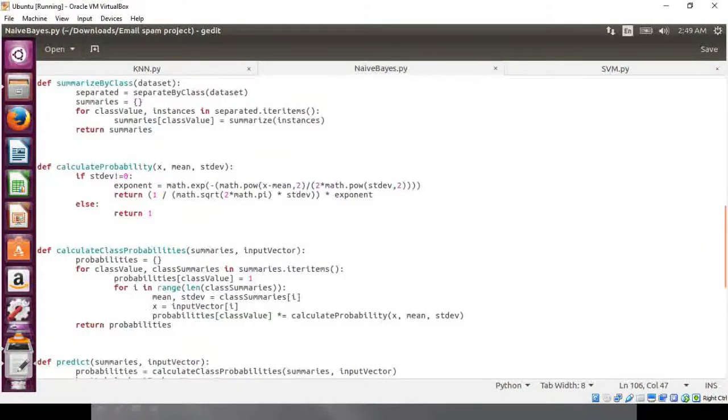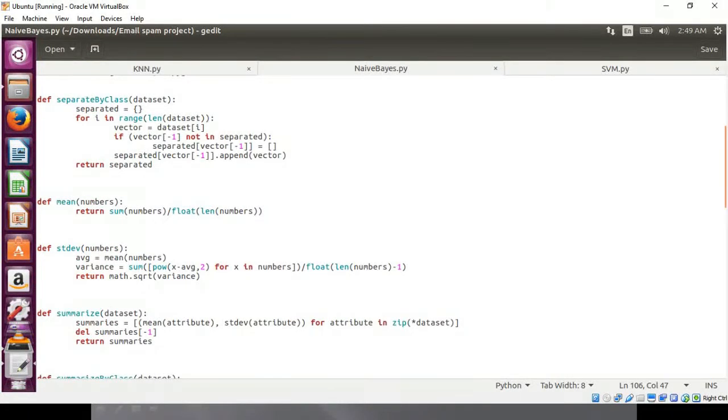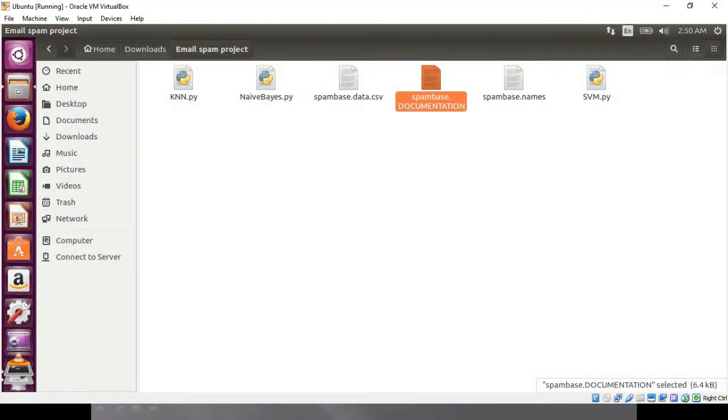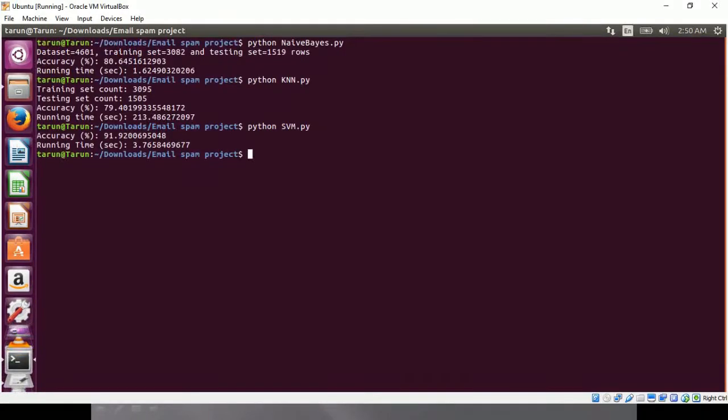So usually when we run this naive Bayes algorithm, we get around 80%. As you can see here, we get around 80% accuracy, and the time taken is also very little. So let us try to run this one more time and let's see.